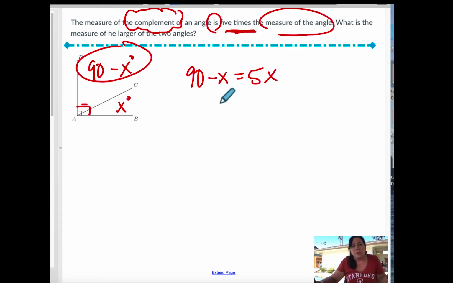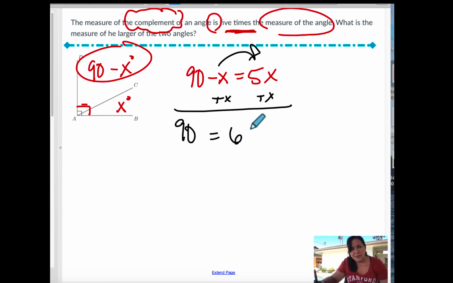So that's it. We're just going to work this out, add x to both sides, move that over. So I'm going to add x. I get 90 is equal to 6x. I get x equals 90 divided by 6. And what is that? 90 divided by 6 is 15.